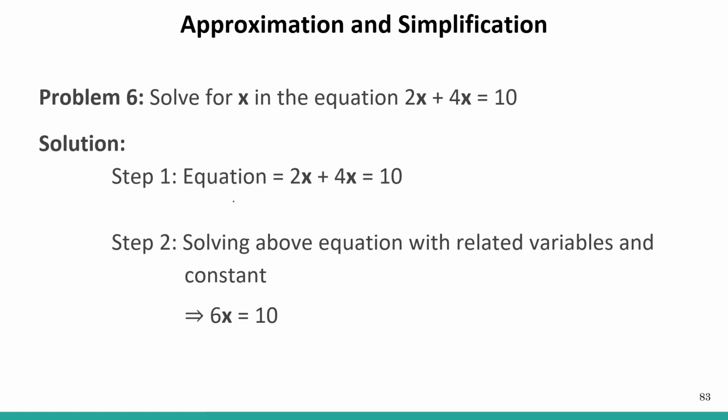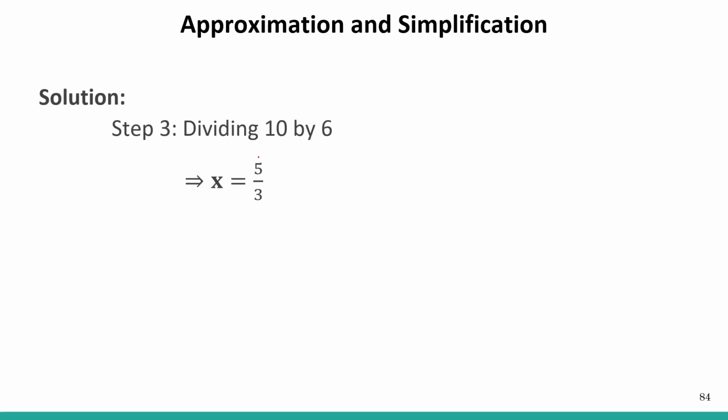The equation is 2x plus 4x is equal to 10. So combining the terms with the same variable, that is 6x is equal to 10. This implies that we divide 10 by 6, so it will be 5 by 3. What will be left with us is, because it is 5 into 2 and this is 3 into 2, and we cancel 2 from the numerator and denominator respectively.